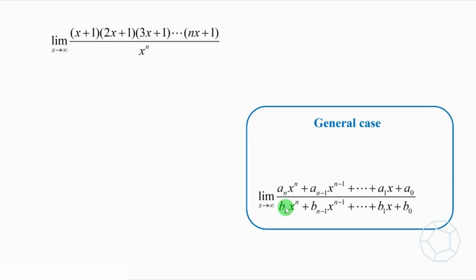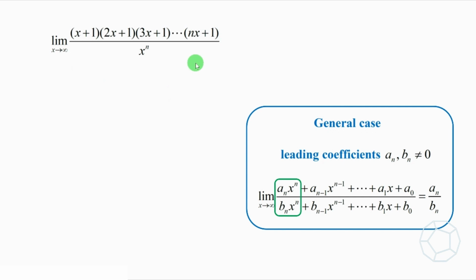The a's and the b's are constants. More importantly, the leading coefficients a_n and b_n are both non-zero. Then the limit is simply a_n over b_n. You can prove this result easily by dividing the numerator and the denominator by x to the power of n. You may also imagine that as x tends to infinity, the x to the power of n terms dominate over all the others, so only their coefficients are important. Makes sense, right?